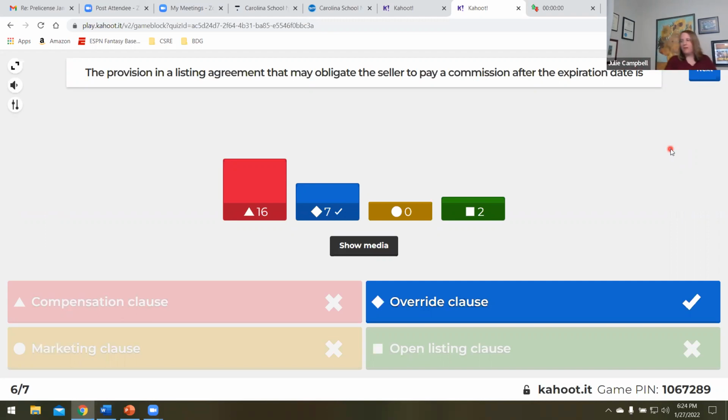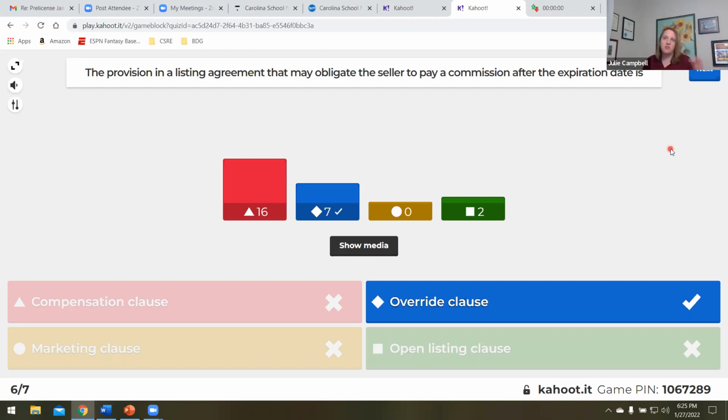The override clause, also known as the extender clause, also known as the protection period. This is that provision in our listing agreement. If X amount of days after the expiration date, a buyer comes forward and brings an offer, I may still be entitled to a commission. The first caveat: I have to provide the seller with the names of the buyers. So it's not just if any buyer makes an offer, it's if these particular buyers make an offer.